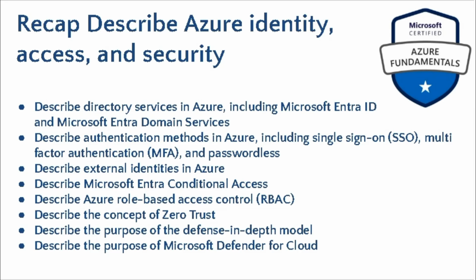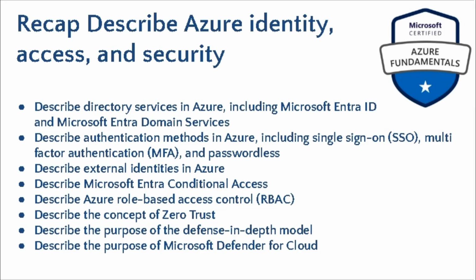We learned how to describe authentication methods in Azure, including the single sign-on. Remember, single sign-on, I only need to sign once, and then I can authenticate by that only sign. Multi-factor authentication, that is like having a minimum of two forms of authentication, and passwordless, which will replace my password with another form of authentication. And then we have describe external identities in Azure, which are identities that are not on my domain, and I can give them access to my domain. We learned the conditional access, and that's accessing based on specific conditions. The role-based access control, and that's giving access only to the roles that the user has.